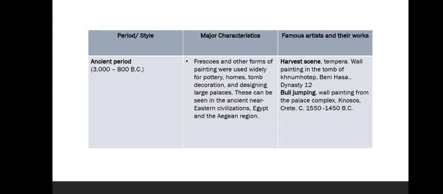Next is the ancient period, which took place from 3000 to 800 BC. The major characteristic of this period is that frescoes and other forms of painting were used widely for pottery, homes, tomb decoration, and designing large palaces. This can be seen in the ancient Near Eastern civilizations, Egypt, and the Aegean region.